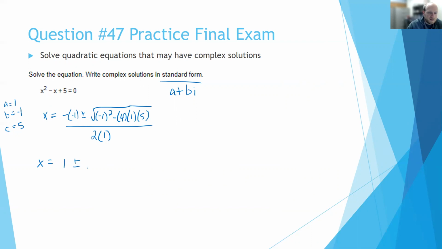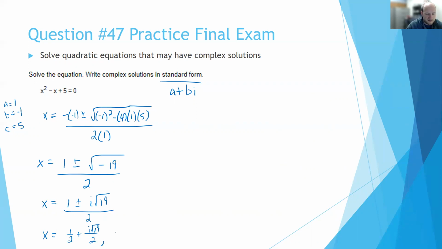So this is going to be 1 plus or minus the square root of -19 is what that all ends up being inside the radical, divided by 2. And in this case, the -19, we know that we can pull out that -1, which is an i value. So it's 1 plus or minus i times the square root of 19 all over 2. And that breaks up into 1/2 plus i square root of 19 over 2, and 1/2 minus i square root of 19 over 2. So that's what we should get here.